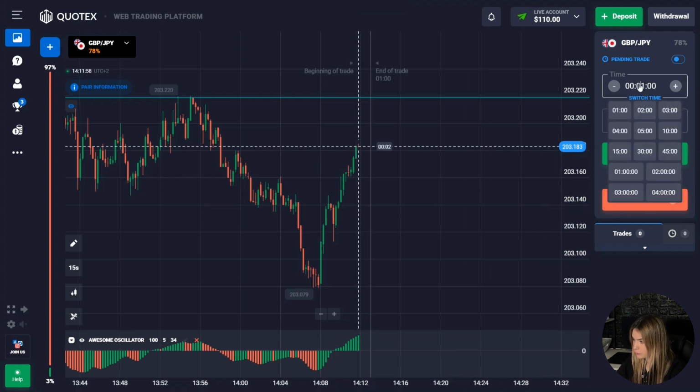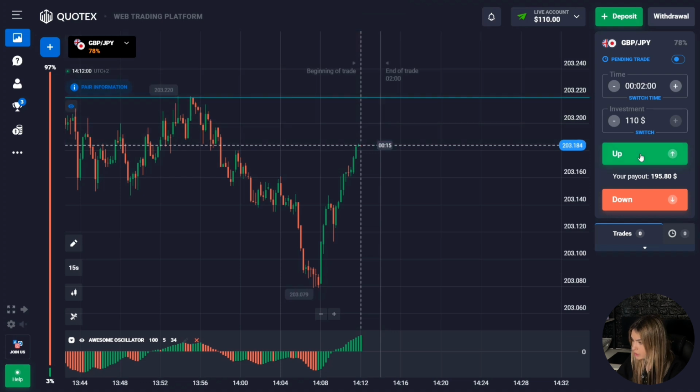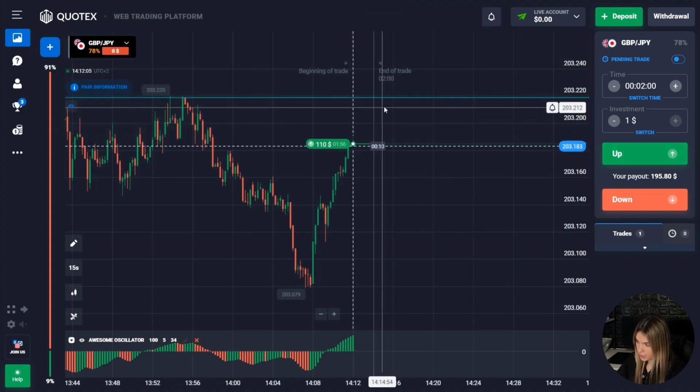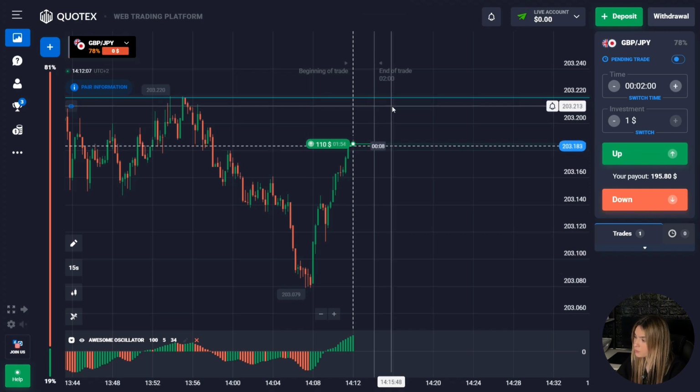We will open a deal here for 2 minutes up in the uptrend. The price has an excellent potential to increase. It is more likely that the price will continue to move towards the level. We will try to make money on this upward movement.